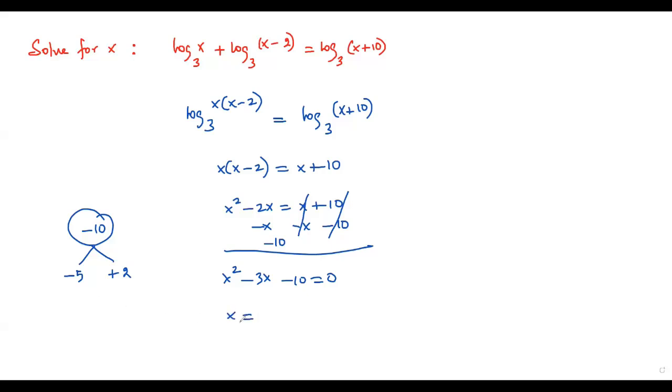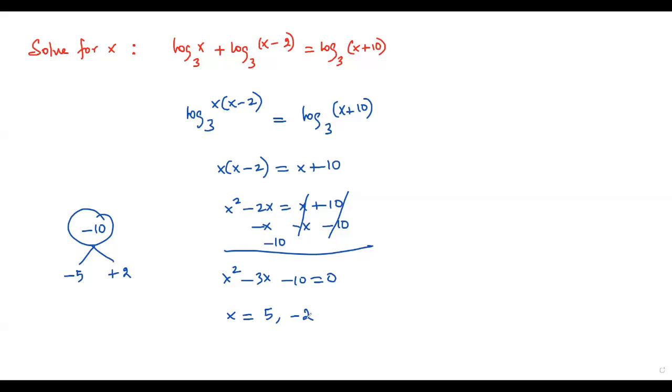To get the values for x, I just change the signs of these two factors. The first value of x is positive 5, because here we have negative 5 and changing the sign gives positive 5. The second factor is positive 2, so the second value of x is negative 2. I got two values for x: 5 and negative 2.